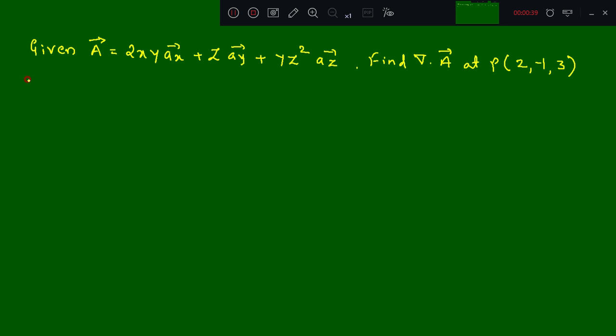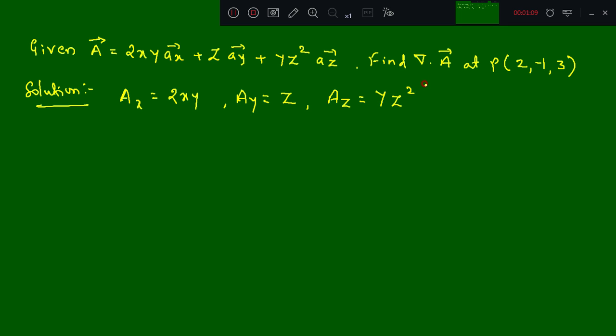The solution for this question: from the given A we can find Ax, that is equal to 2xy, and we can find Ay, that is z, and Az we get as y into z square.